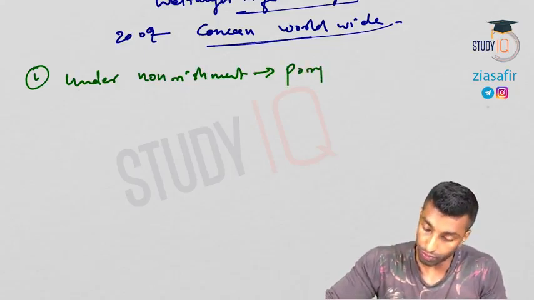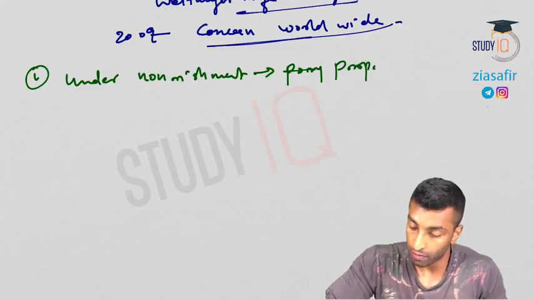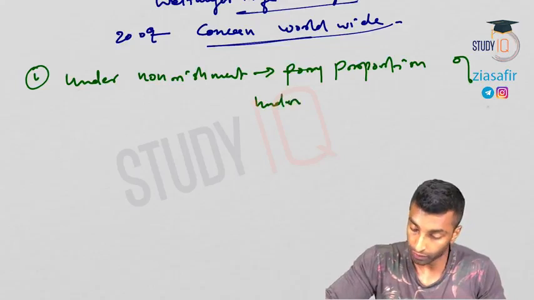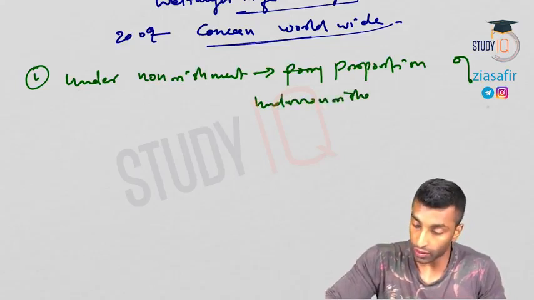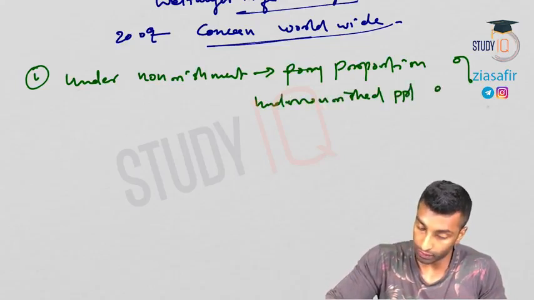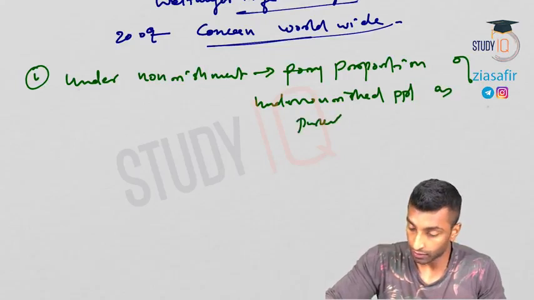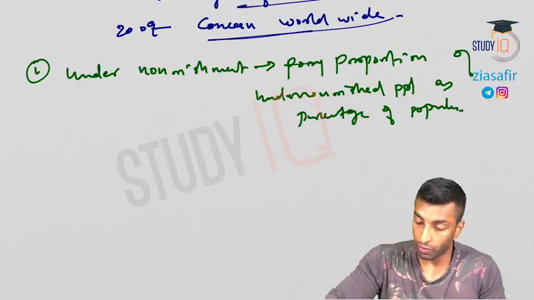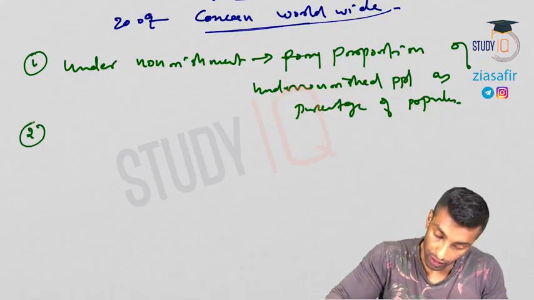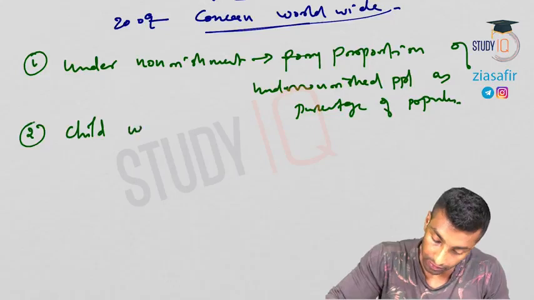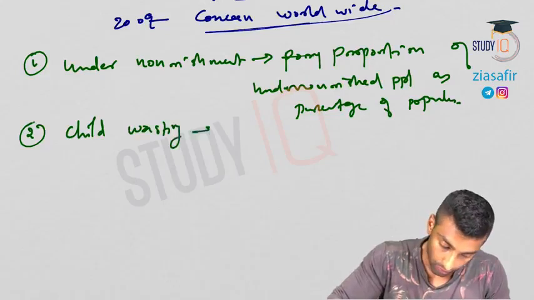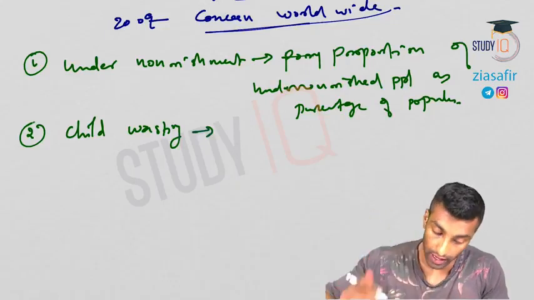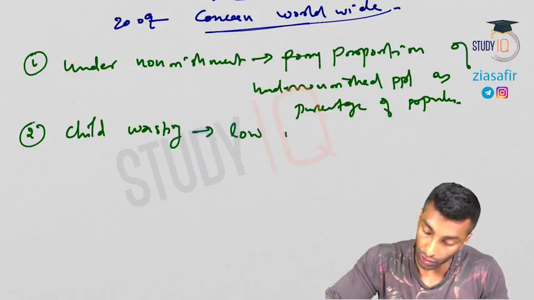Okay, so the proportion of undernourished people as a percentage of population. Okay, second component, that is child wasting. Child wasting means low weight to height for children under 5 years of age.